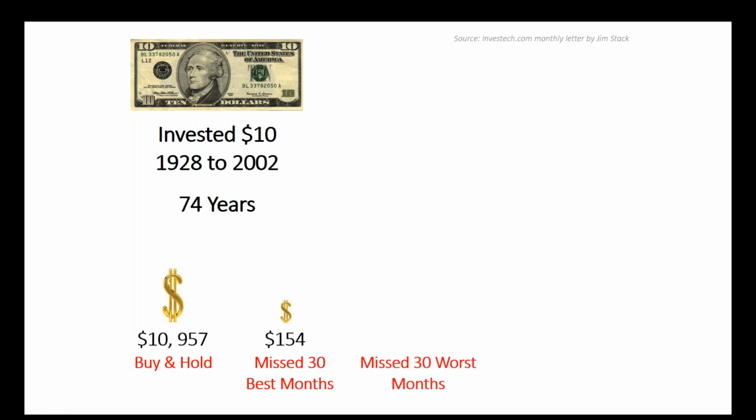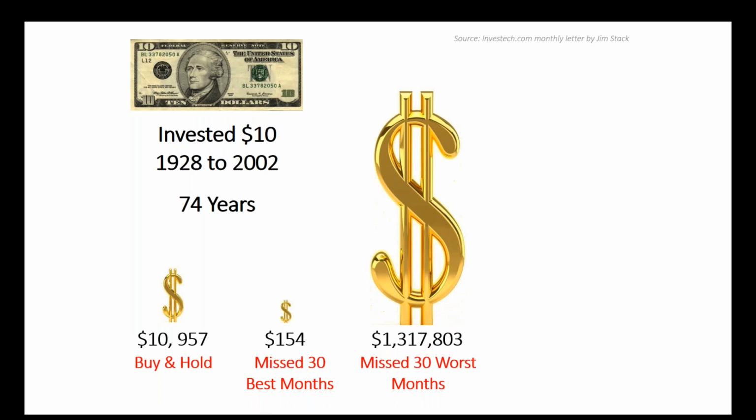But here's the thing. What if you just missed the 30 worst months? Your $10 would have grown to $1,317,000. So am I more worried about avoiding the best months, or am I more concerned about missing the worst months?